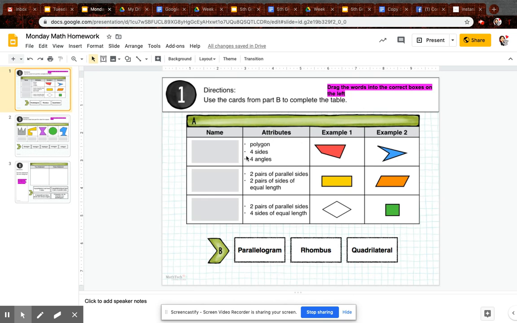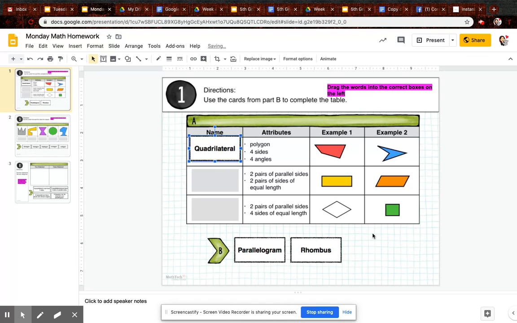So the first shape I have attributes. It's a polygon, so it's a many-sided shape. It has four sides and it has four angles. And then here are some examples over here. So when I'm looking at this, I know that a quadrilateral is a polygon. It does have four sides because quad means four and four angles. So I'm going to put the quadrilateral up into here. I'm just going to drag it right up there.